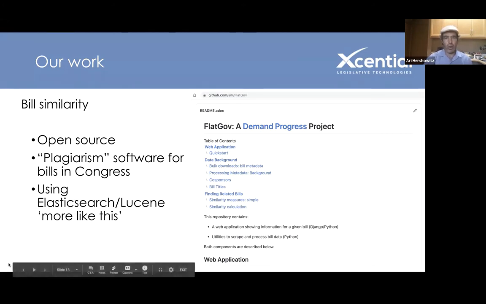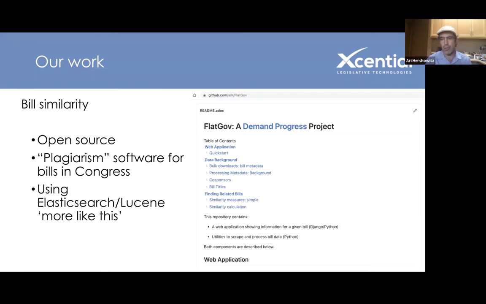Another project that we're working on, this time open source, and through a different company. Demand Progress is a nonprofit organization that's funding this work, and this is the work that Wei is helping us on, to find a bill that's like another bill. And I call this plagiarism software for bills.